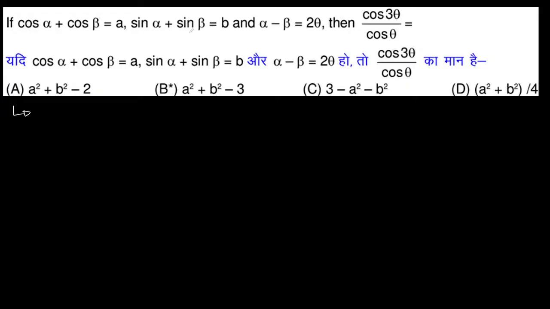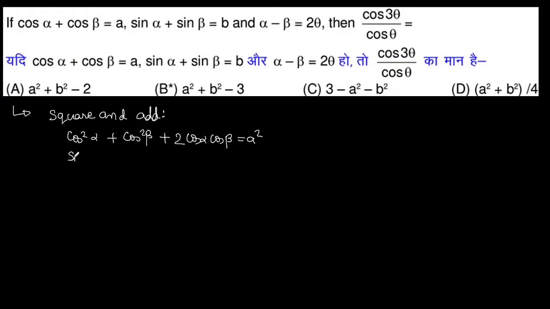cos α + cos β is a, sin α + sin β is b, और α − β is θ. सिंपली स्क्वायर एंड ऐड। तो ये हो जाएगा cos² α + cos² β + 2 cos α cos β = a², sin² α + sin² β + 2 sin α sin β = b².